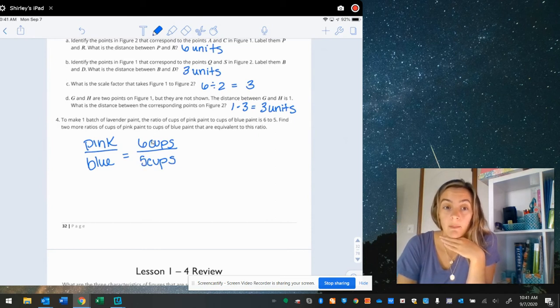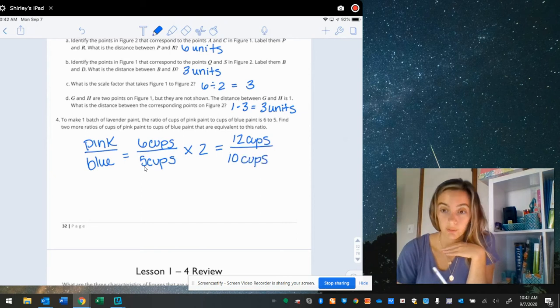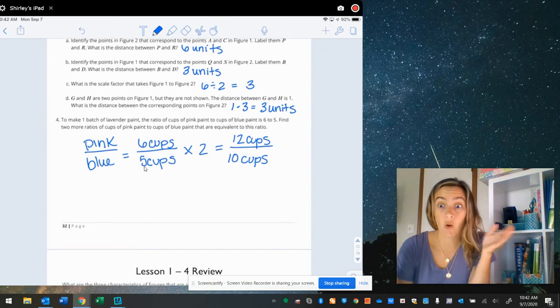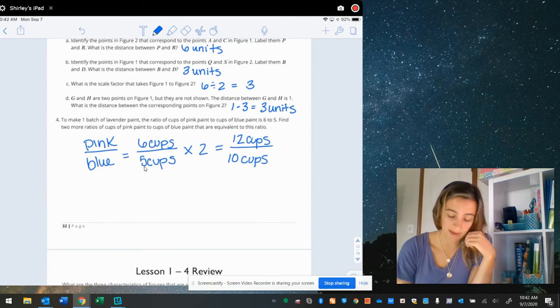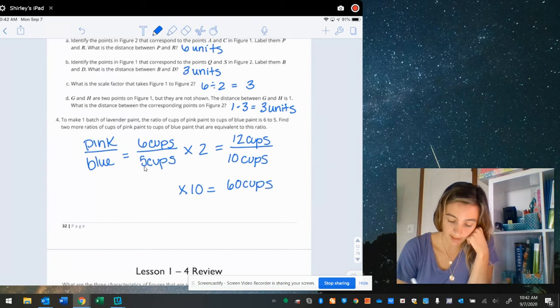So if I want to scale my pink up by 2, I'm also going to scale my blue up by 2. So my first one, I'm going to use a scale factor of 2, and that's going to tell me that I can also use 12 cups of pink to 10 cups of blue. If I need to paint maybe a whole house or something crazy and I want to scale it up by a lot, let's scale it up by 10. So if I scale my paint buckets up by 10, that means I take 6 times 10 to get 60 cups of pink, and I can do 5 times 10 to get 50 cups.